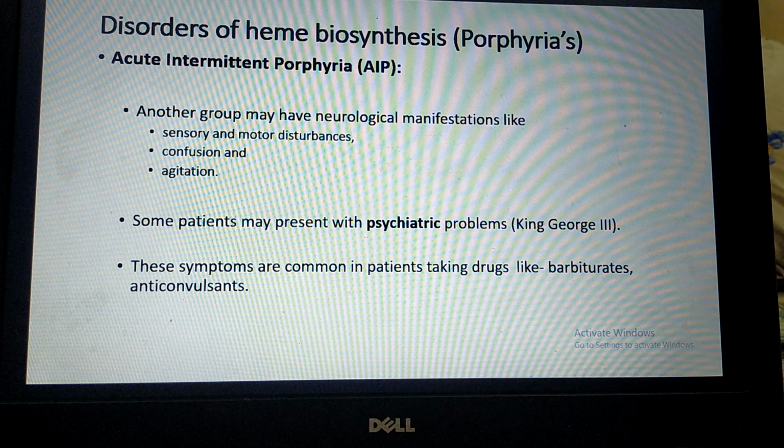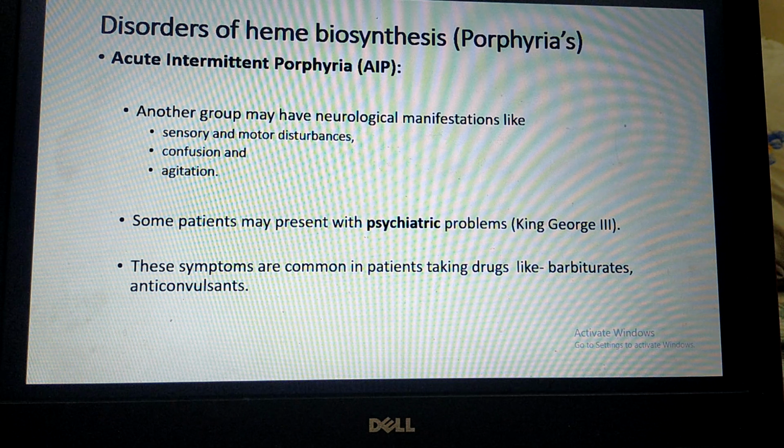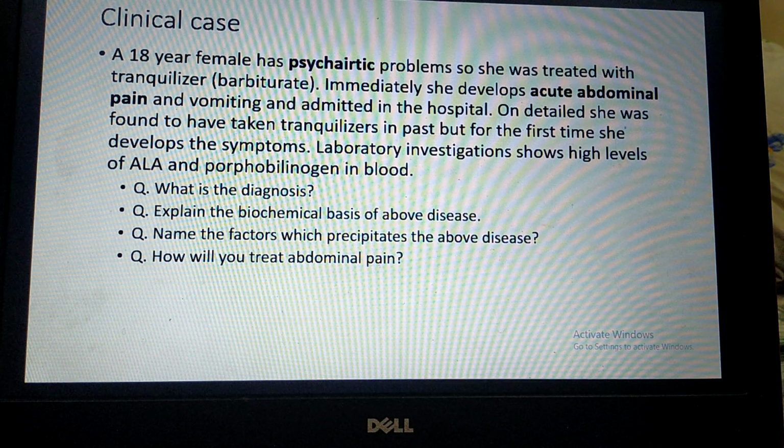These above symptoms are common in patients taking drugs like barbiturates and anticonvulsants. Why? Because these drugs deplete the heme during their metabolism. When there is heme depletion, the feedback inhibition of ALA synthase is removed. Therefore, ALA synthase is activated and it will synthesize more ALA, and more PBG is accumulated, which causes the aggravation of symptoms.